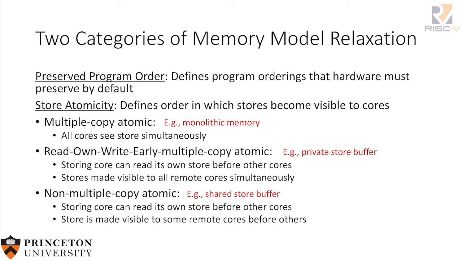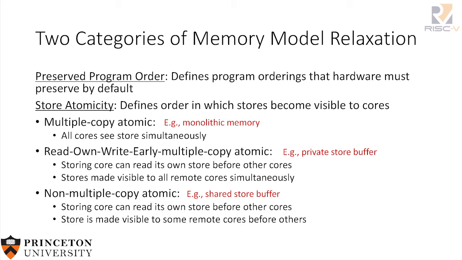Then we have the read-your-own-write-early multiple copy atomic variant. This is where, for example, you allow a private store buffer, so cores can read their own stores before other cores. Then when stores are made visible to everyone else, they are made visible simultaneously. This is the variant that we just saw in the previous talk for WMM.